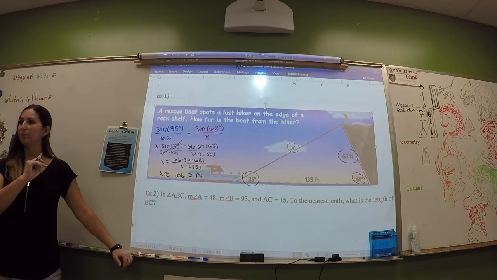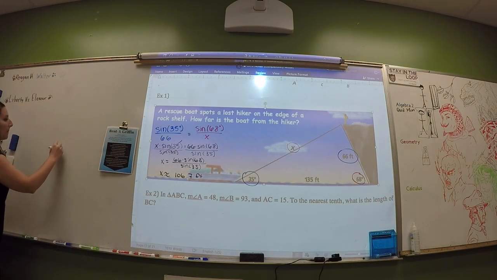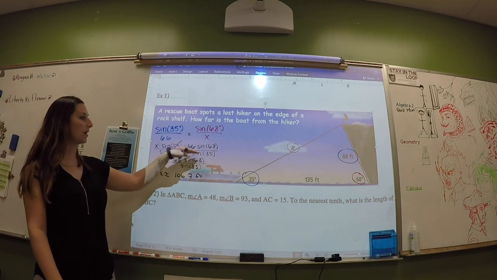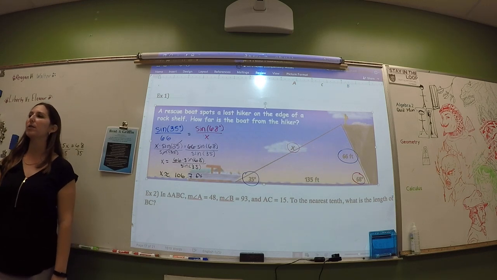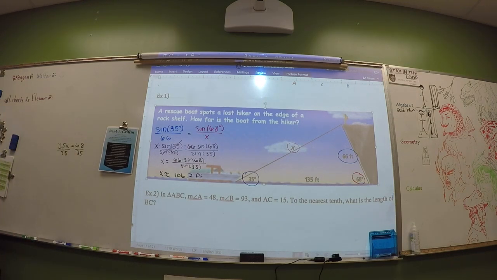It would be the same as if it was 35x equals 68, you know how you divide by 35? That's basically what I did. It's just that it's the sine of 35 and not just 35. Like x was being multiplied by sine 35, so I divided by it to get rid of it. You don't have to necessarily show this step if you want to just skip to that step. Alright, so let's take a look at the next example.